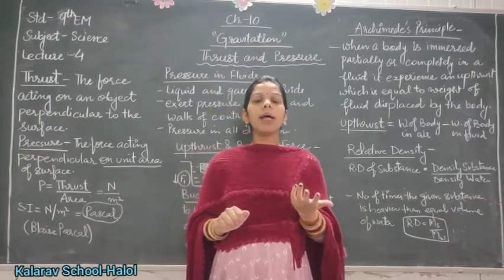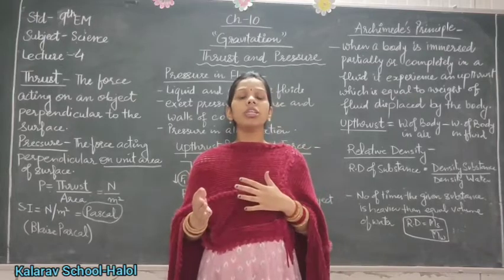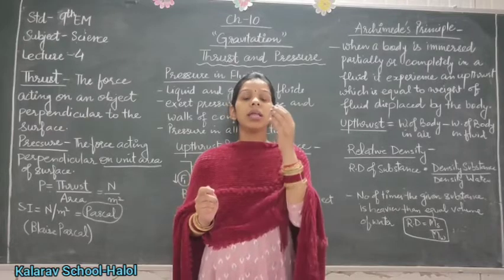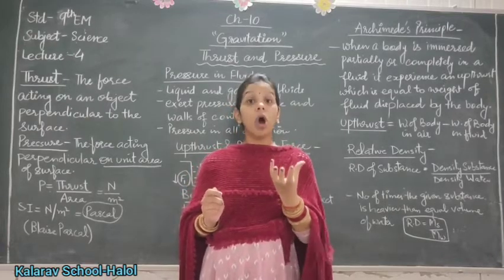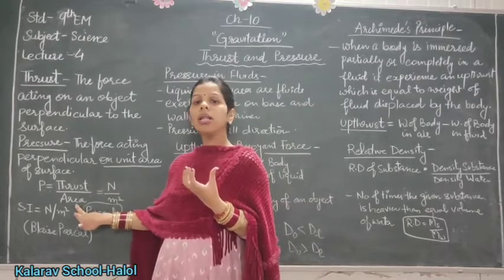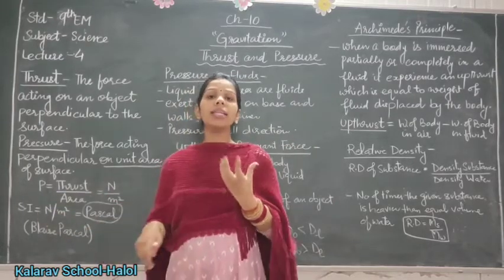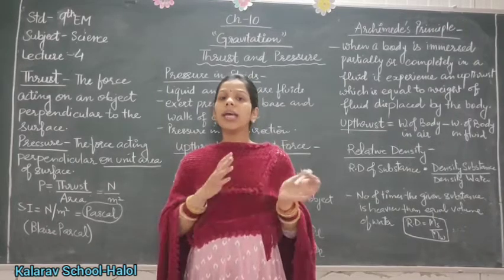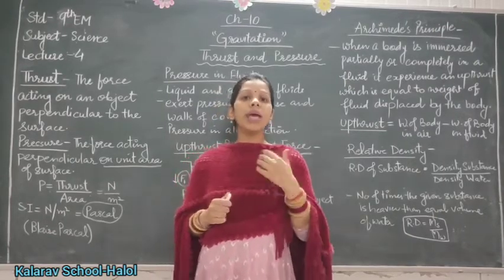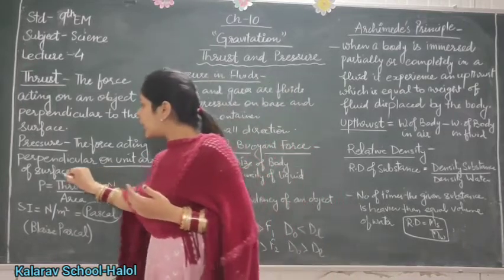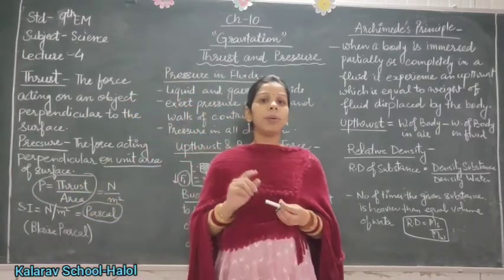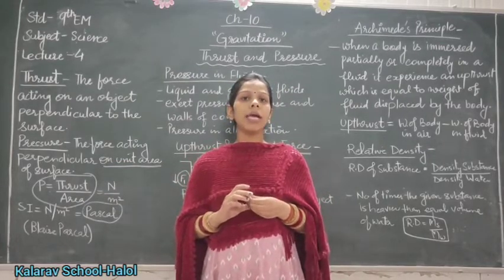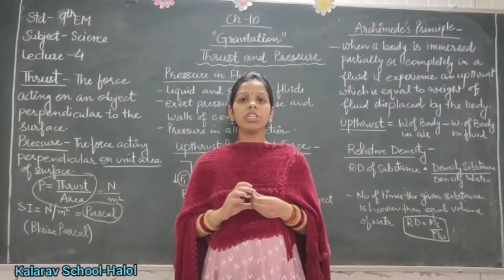For another example, a camel can easily walk on sand, but a human cannot, because the area of the camel's foot is large, so the pressure is lower. So we can say that a camel can walk on sand easily. So there are a number of consequences you can see for pressure, and pressure is thrust upon area. So here we have completed chapter number 10, that is gravitation.